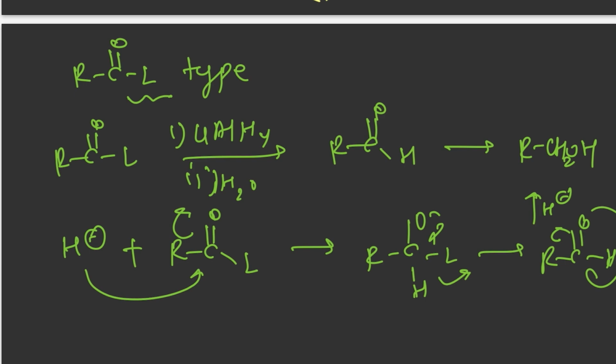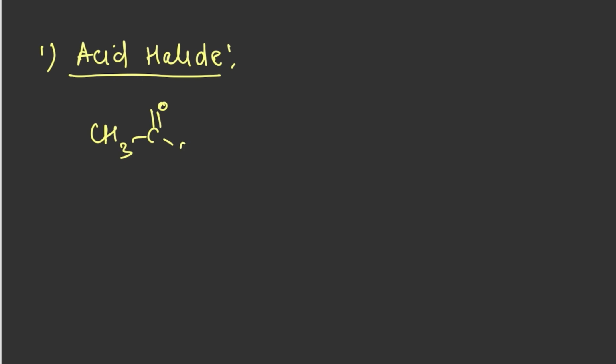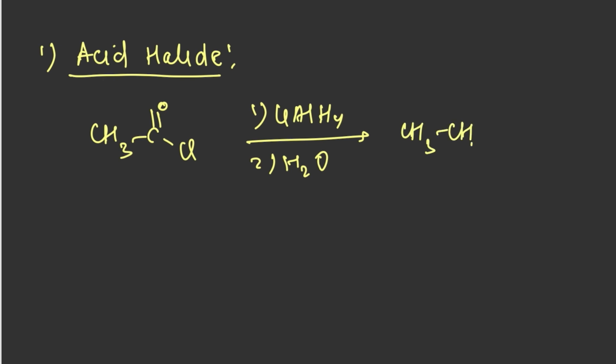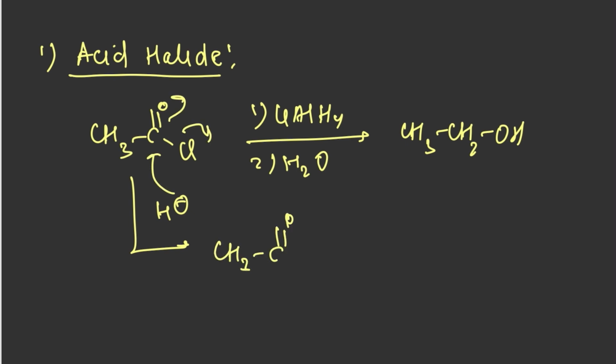Right. So let's look at these types of reactions which include this mechanism. First of all, we have acid halide, CH3C=OCl. When it reacts with LiAlH4 then H2O, it will form CH3CH2OH. How will it form? First LiAlH4 gives H minus which will attack, the chlorine will leave, and it will form CH3C=OH. Further reacting with LiAlH4, it will form alcohol.